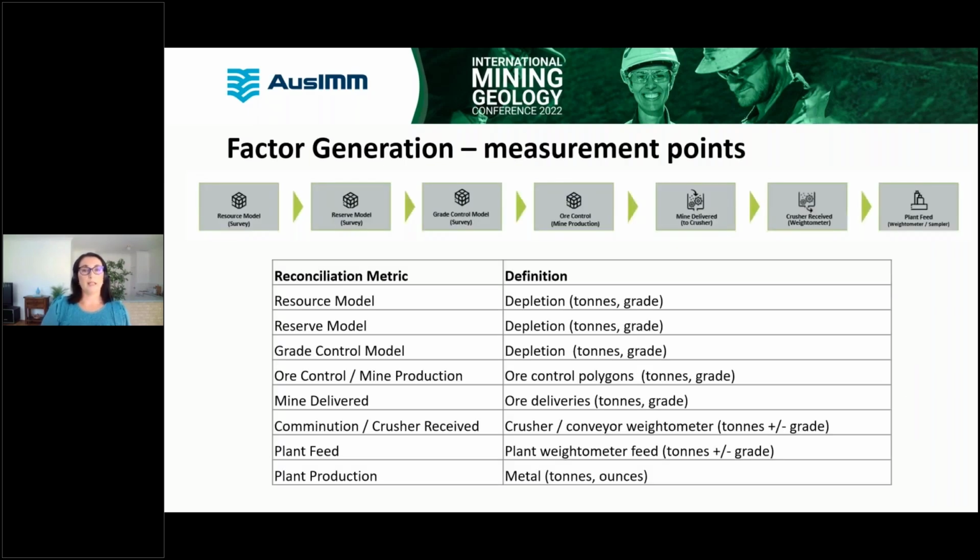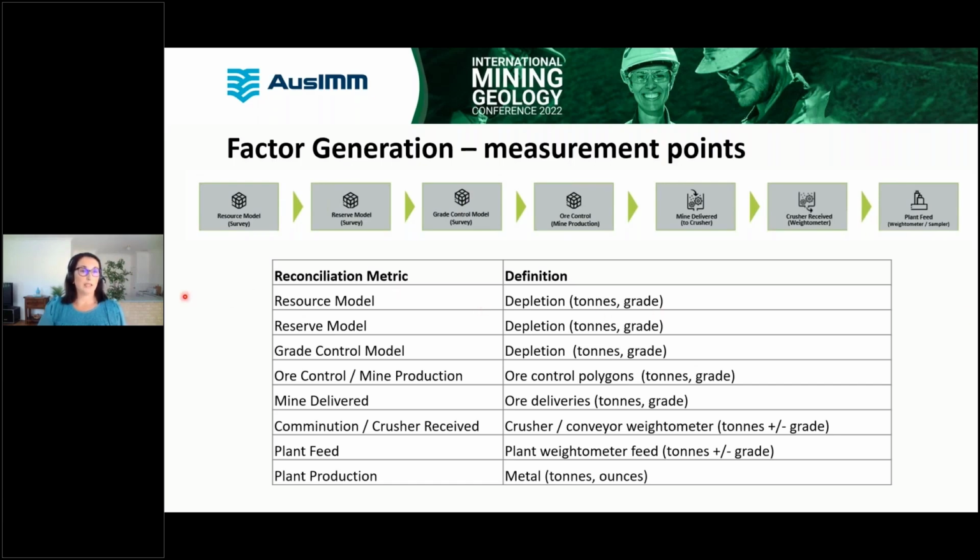So to estimate and ultimately reduce error, metal must be balanced at various nodes across that mine value chain using the tonnage and grade measurements or estimates. So the first step of any reconciliation process is to formally select and define your measurement points.